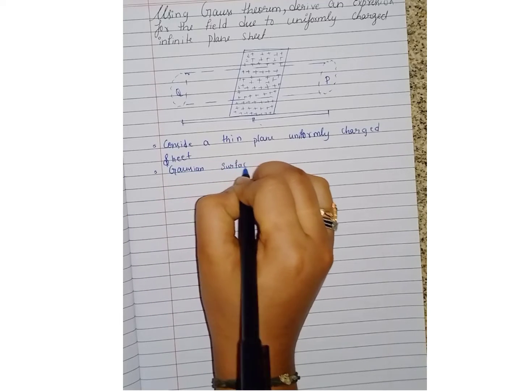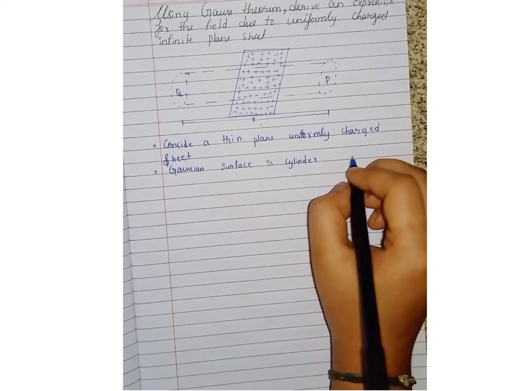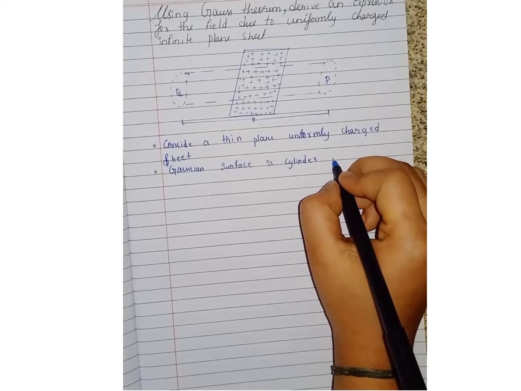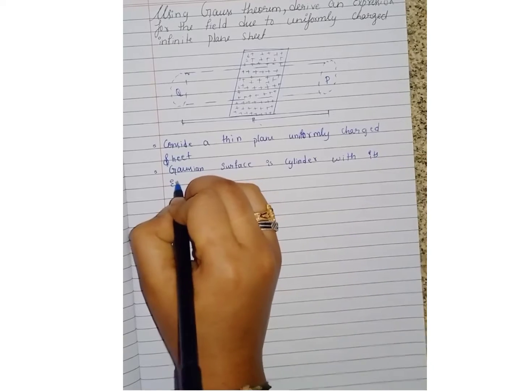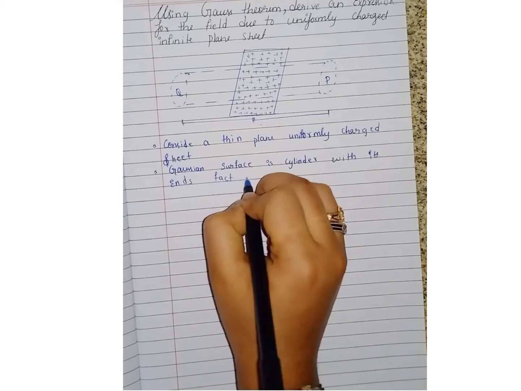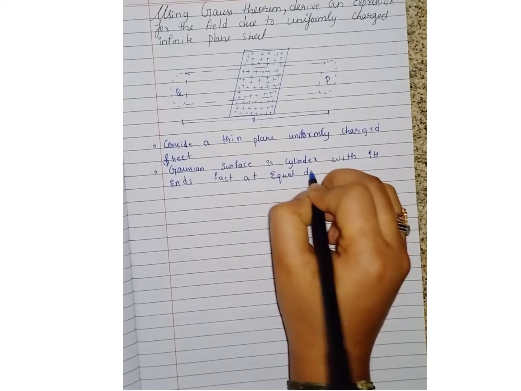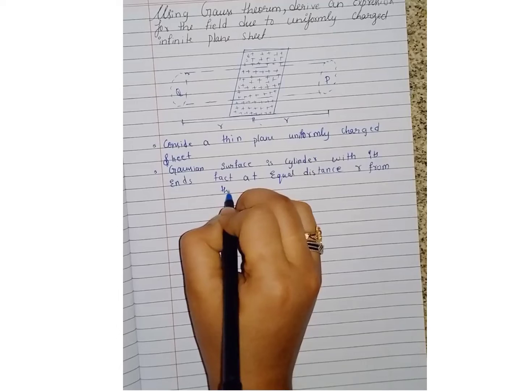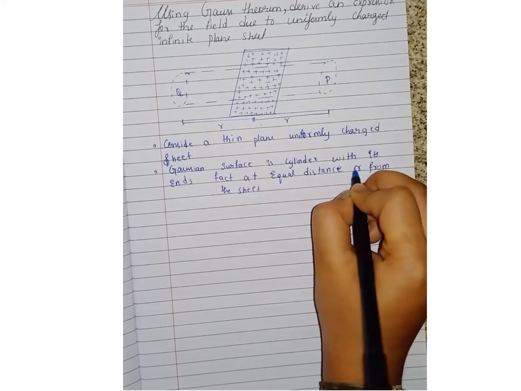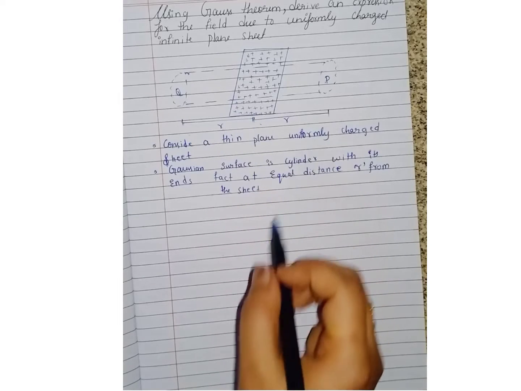The Gaussian surface here is a cylinder, as we have seen in the last video also, we take the same, with its end faces at equal distance from the sheet. We can see that the end faces are P and Q, which are at distance r from the sheet.